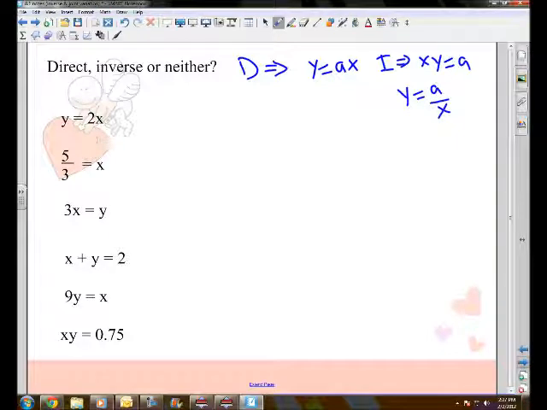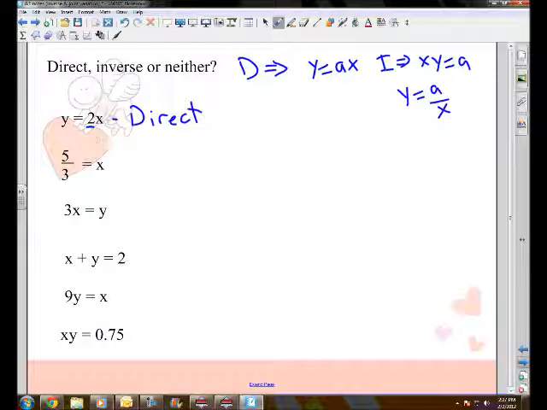Okay, so let's take a look over here. y equals 2x. Well, that almost exactly looks like our first direct variation equation, so we're going to say that is direct. Our constant of variation there, of course, will be 2.